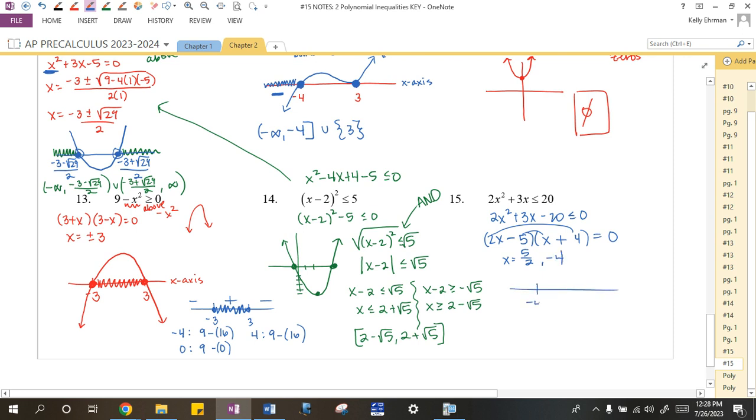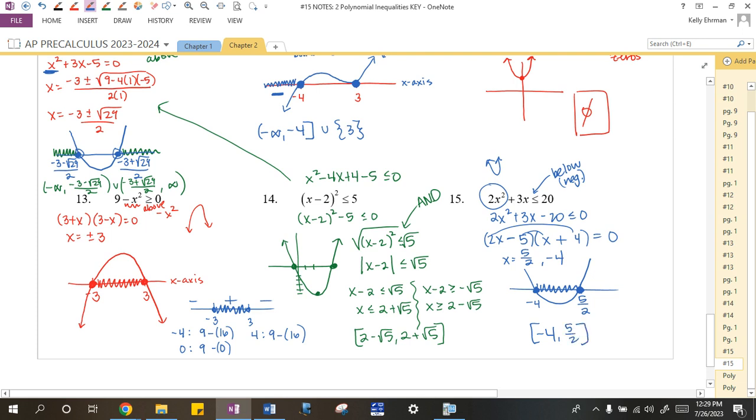Toss those on a number line in the correct order. Less than or equal to means closed circles. This parabola opens up like that. We want less than or equal to. When is this thing below or negative? Below the x-axis or negative in this little chunk right here. -4 to 5/2.